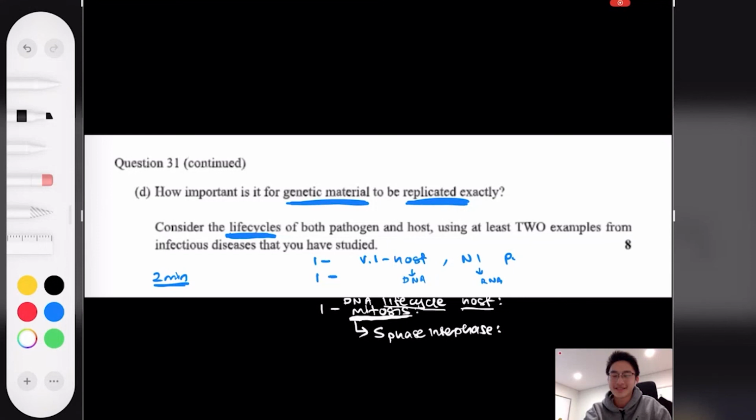I think I mentioned helicase when I was explaining. Oh, good. Did you mention the interphase? I didn't say interphase, I said S phase. So yeah, I missed out on that.